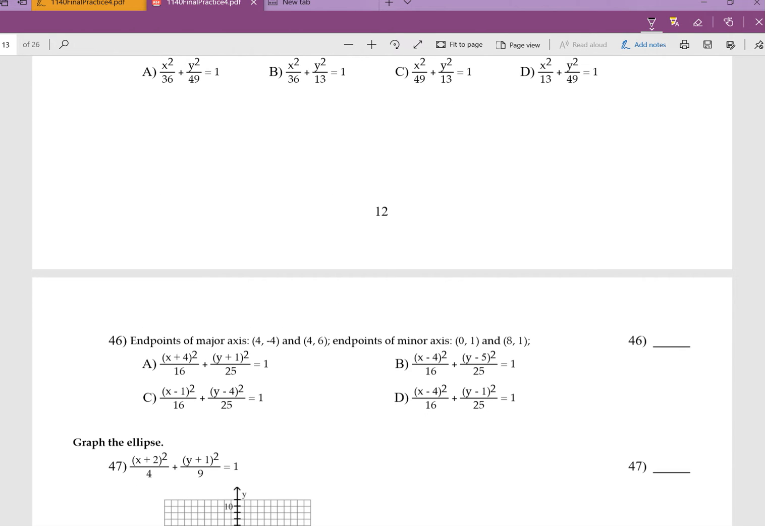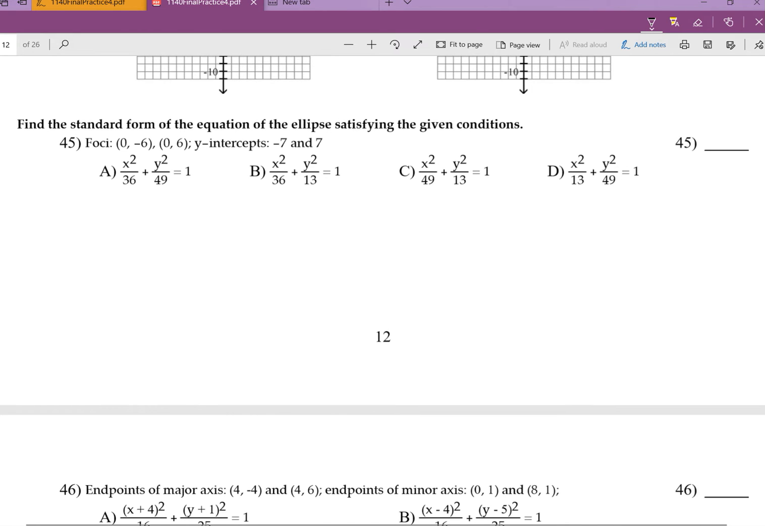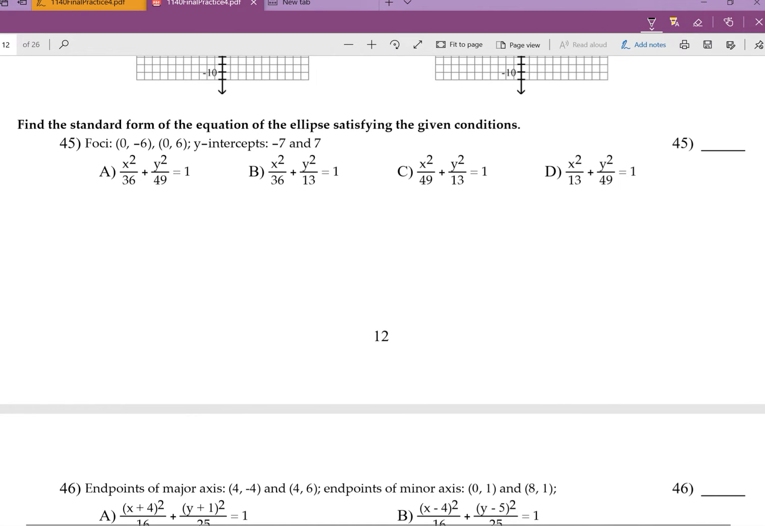Okay, so let's look at 45. You see how 45 has 0, minus 6, 0, plus 6? So 45 is already kind of hinting that that's the foci, and the foci would be plus or minus 36. So in this case, it looks like 49 minus 13 is 36. Plus and minus, so that's telling me that the y squared should have the bigger value, and it does, so that could be answer choice D.